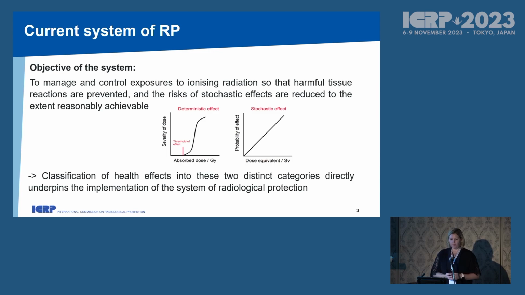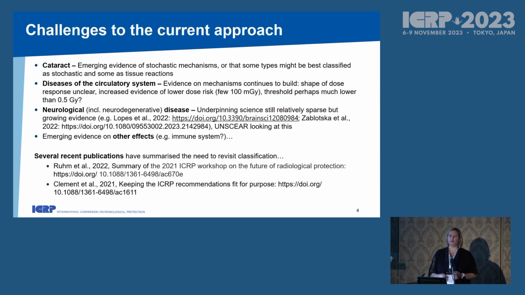So the idea being that we manage, and as Frido has already said again, manage and control exposures to ionising radiation so that we prevent those harmful tissue reactions and reduce the risk of stochastic effects to an extent reasonably achievable. It's important as well. So this, as I said, underpins the implementation of the system in its current form.